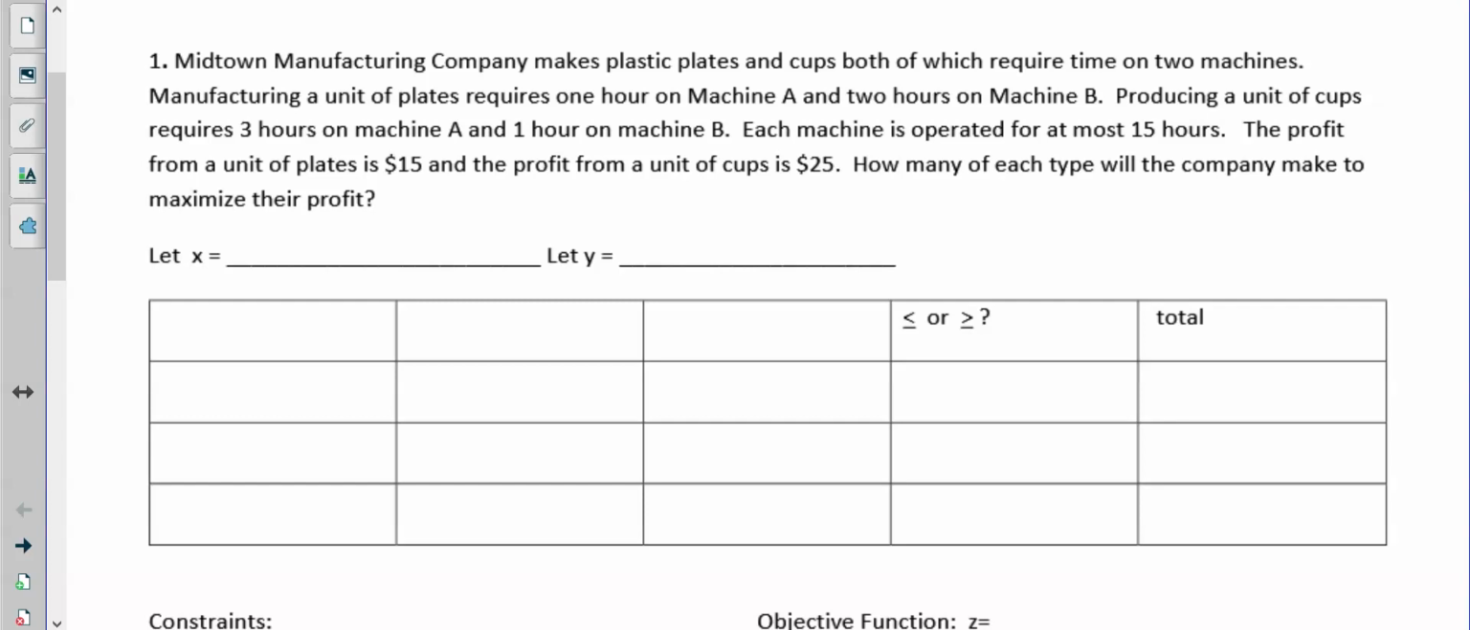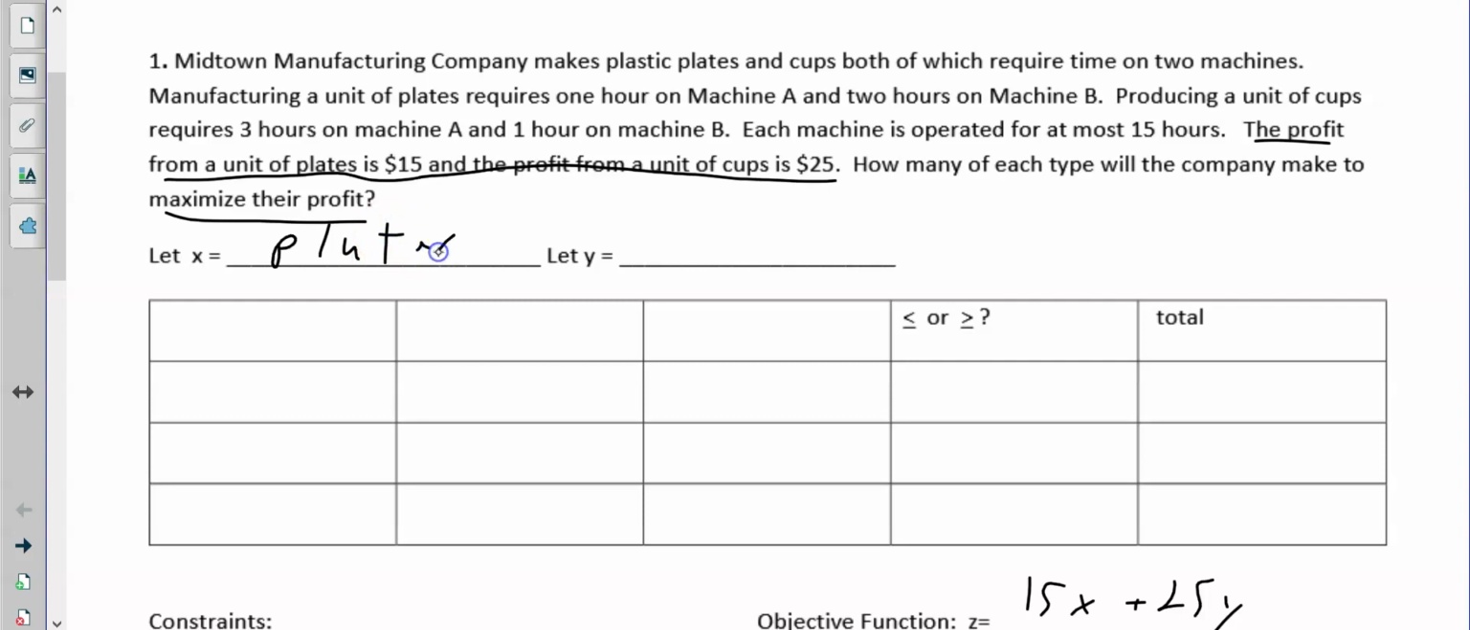Okay, now we're putting it all together. Same idea though. Start at the back, the end. How many of each type of company to maximize profit? So where do they talk about profit? Right here at the end. The profit, 15 for plates, 25 for cups. So, plates and cups. Again, you could use P and C if you wanted to. Plates, cups.